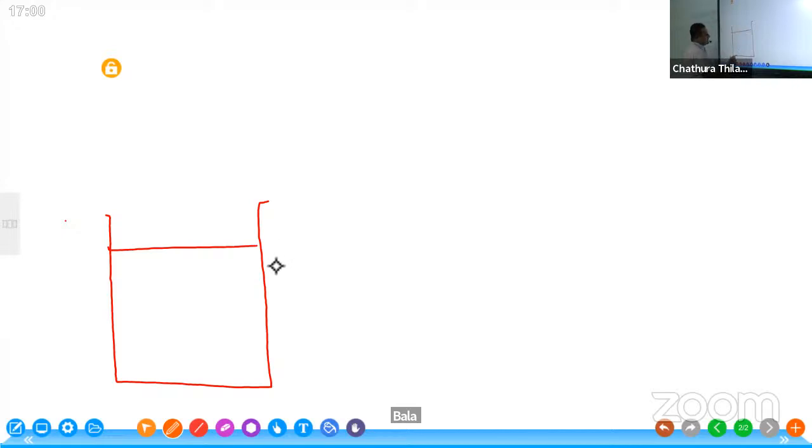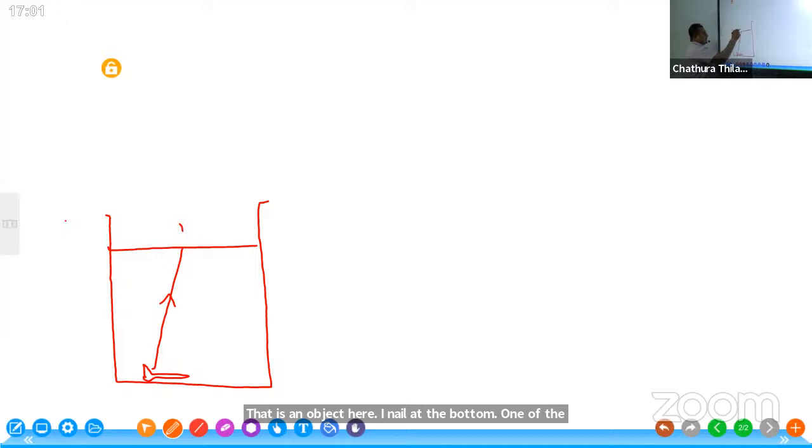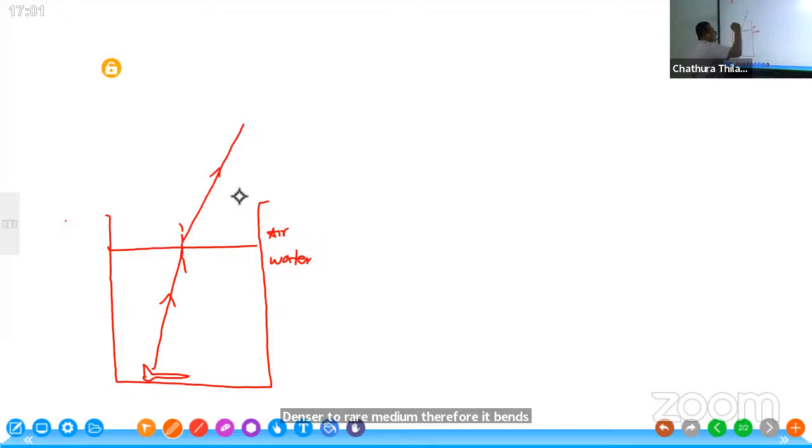There is an object here, an iron nail at the bottom. One of the rays of light which is coming from the object, normally light enters from water to air. Denser to rare medium, therefore it bends away from the normal.